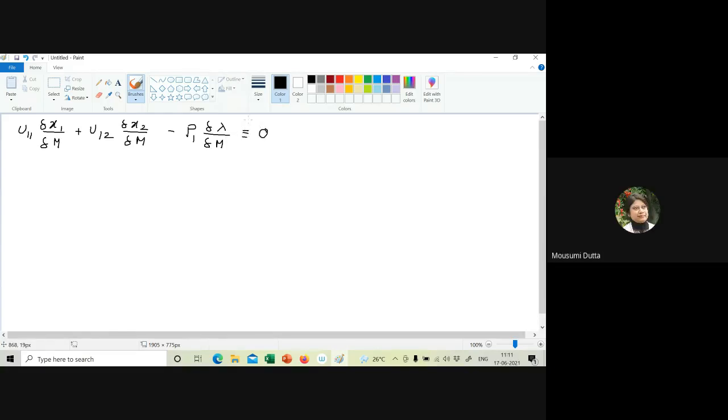Rest of the students, are you getting these things? If there is any mismatch, if you don't get this value, please let me know. Next, U21 del x1 by del m plus U22 del x2 by del m minus P2 del lambda by del m equal to 0.